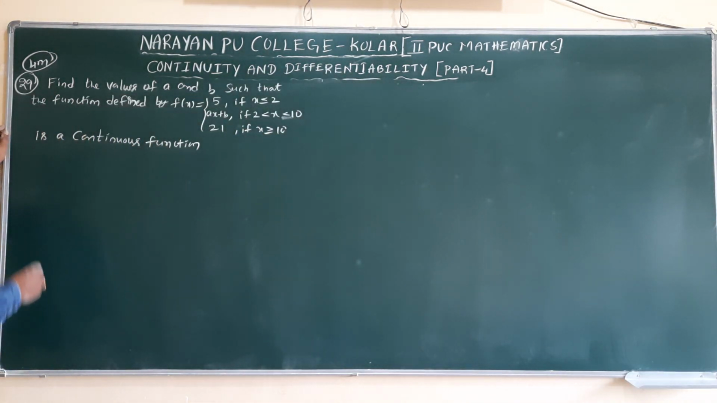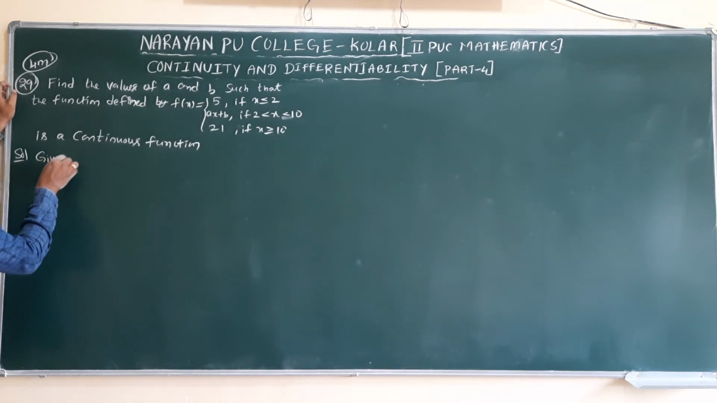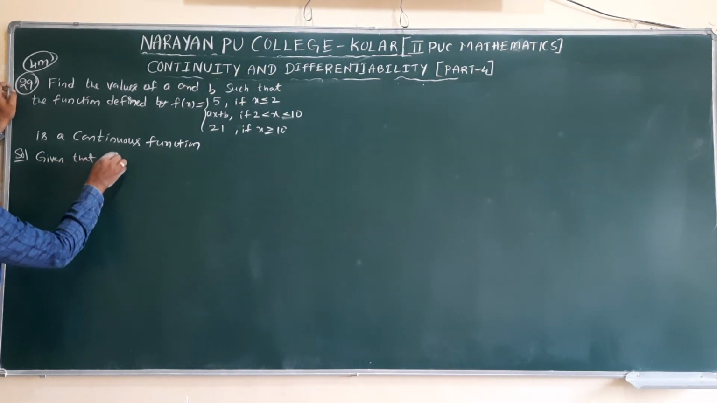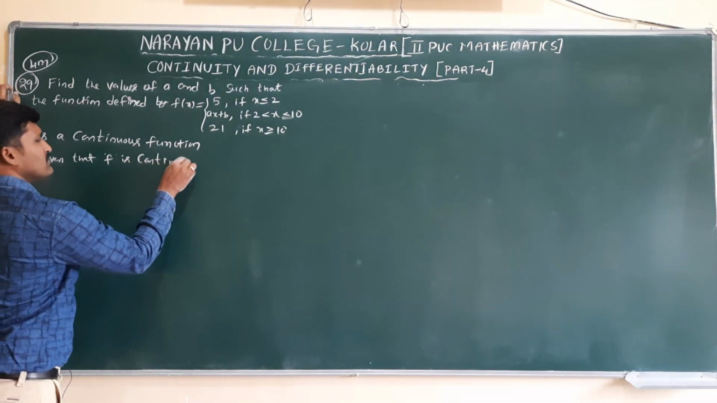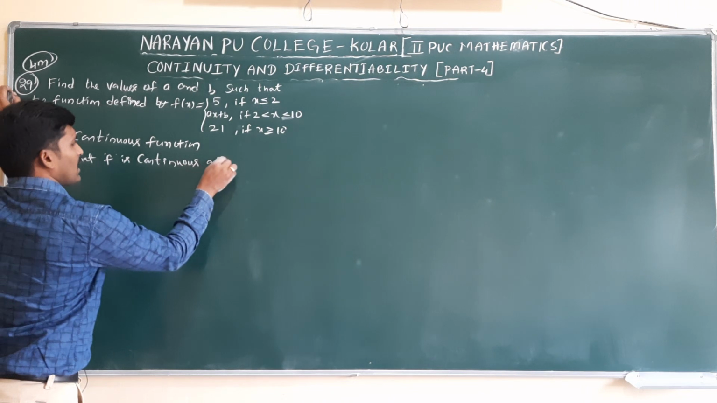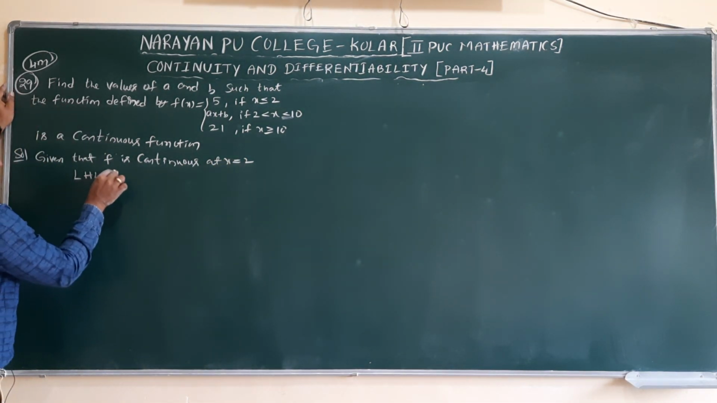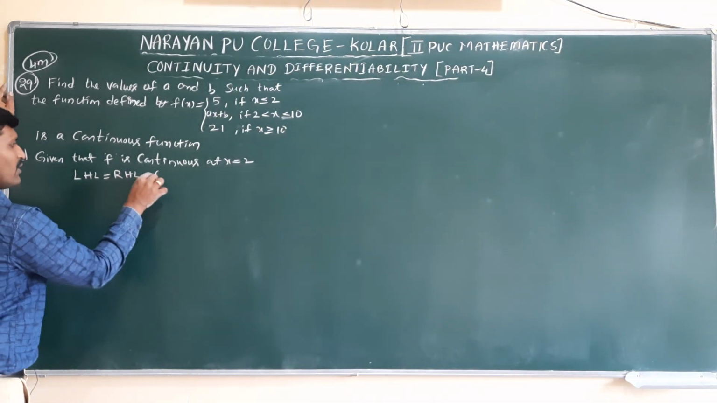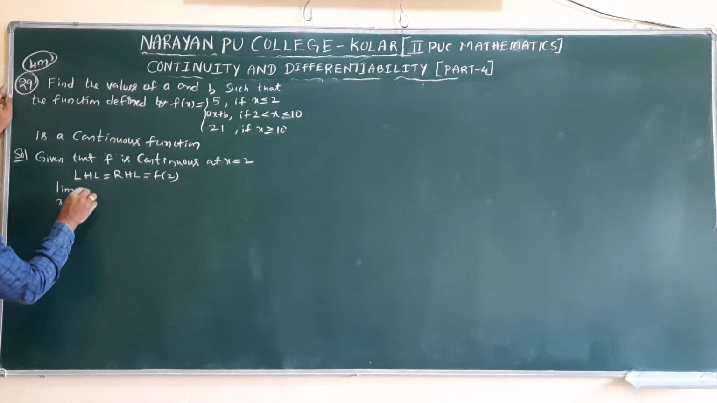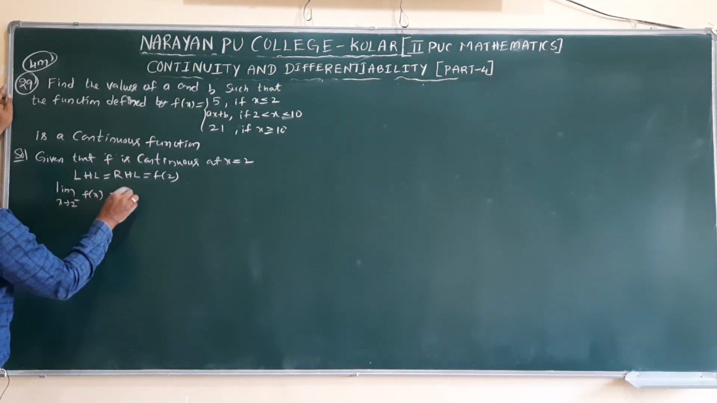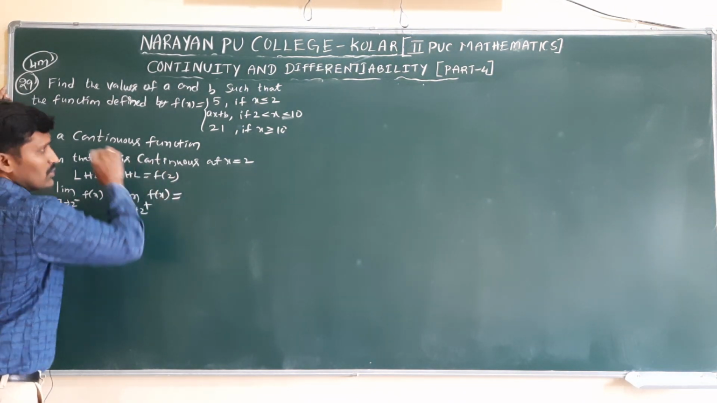Now, first, given that f is continuous at x equal to 2. Here also there are less than and greater than parts, so LHL equal to RHL equal to f of 2. Same method: the limit as x extends to 2 minus of f of x equal to the limit as x extends to 2 plus of f of x equal to f of 2.